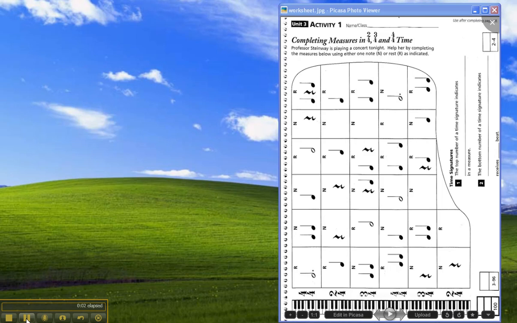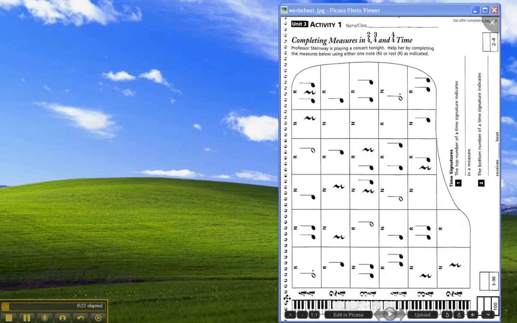Going to go over your homework assignment with you a little bit. You can see here's the page, Unit 3, Activity 1. You should have received this in class. Completing measures in 2/4, 3/4, and 4/4 time. You want to help Professor Steinway by completing the measures below using either one note or rest as indicated.